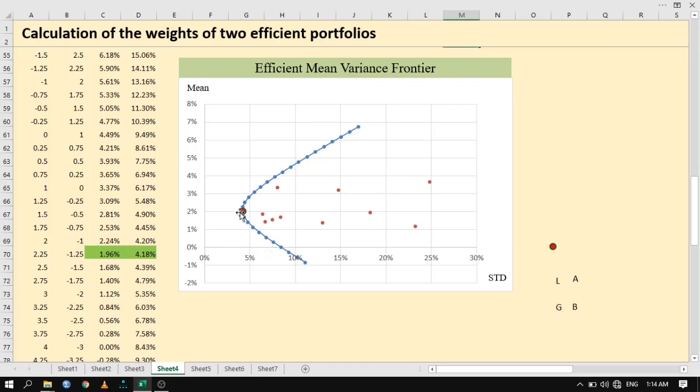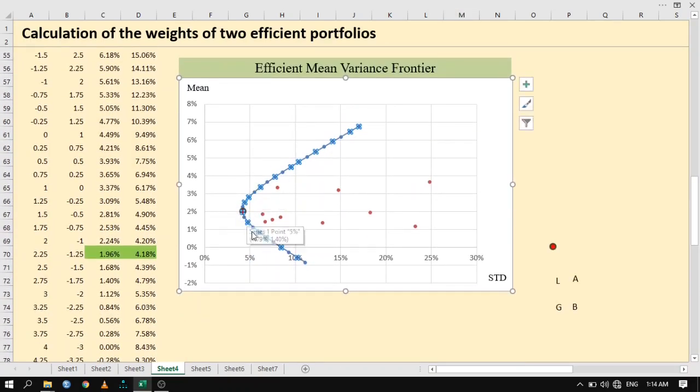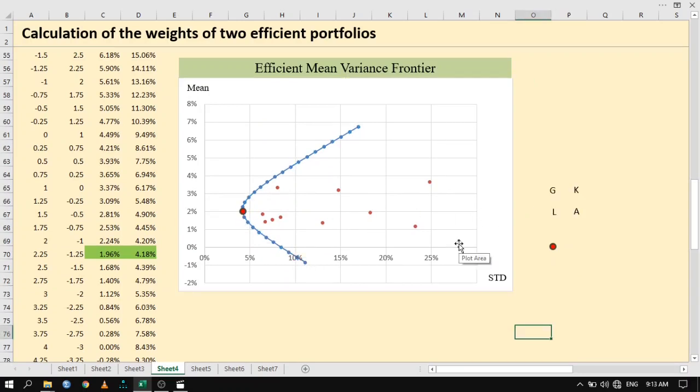So the efficient frontier starts from the least standard deviation point. That means the point where you get the lowest amount of standard deviation, and goes up here. So if you want to modify this particular thing, you can modify it. That means you will have to get rid of these values. That's all.